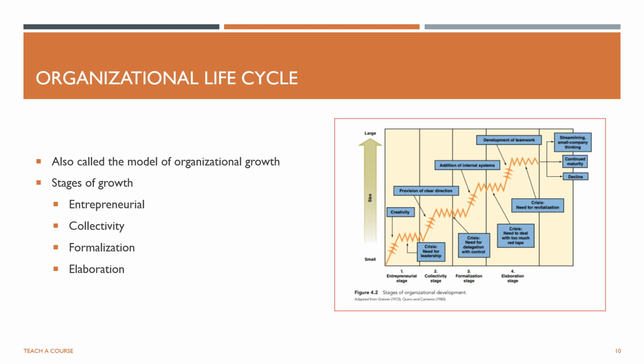For progression into the next stage, the organization in the collectivity stage will go through a crisis termed the need for delegation with control. During this crisis, lower-level employees are limited in their ability to make decisions autonomously. As they gain experience and expertise in their functional areas, they become increasingly frustrated with the strong top-down leadership. During this crisis, leaders develop coordination and control mechanisms within the organization and provide employees with some level of autonomy and decision-making power.